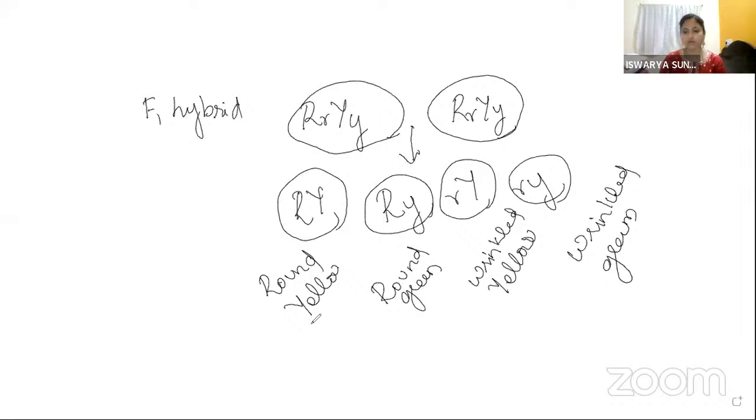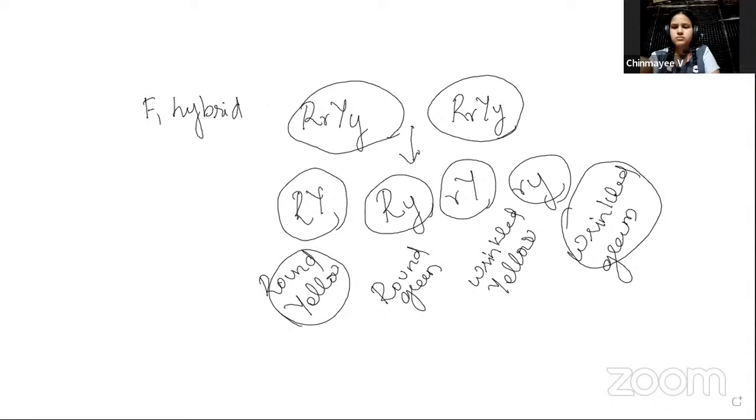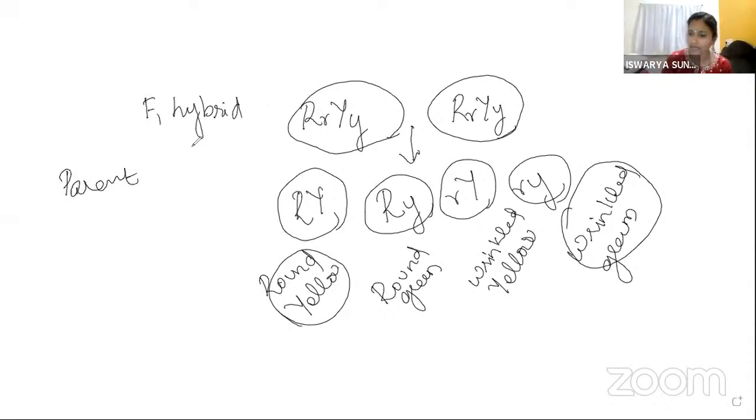Now, there are two combinations. What are these two called? Pure. Correct. Yes, they are called parental combinations because this was found in the parent. Parental combination. And what are these two?